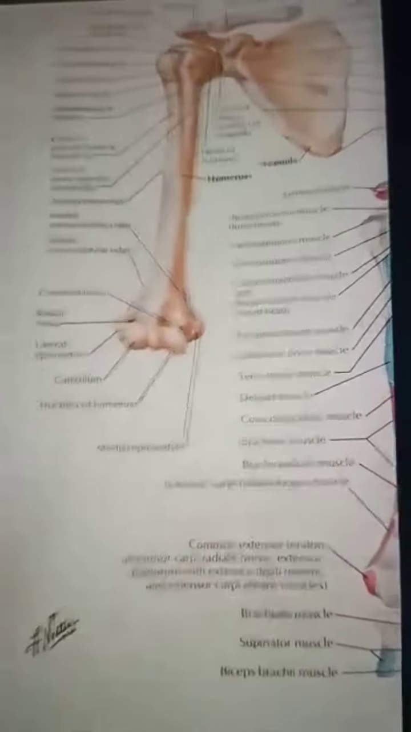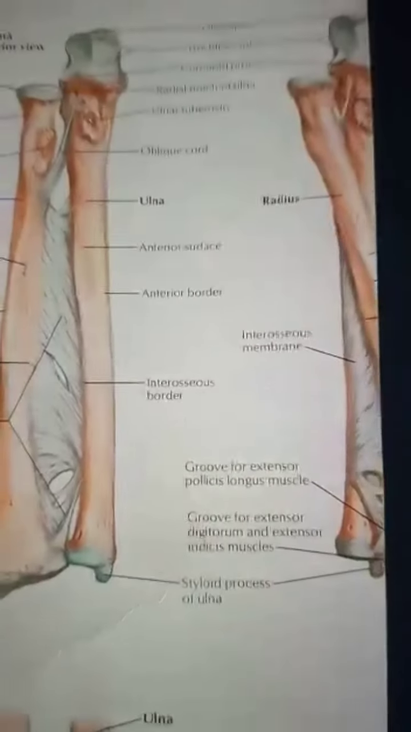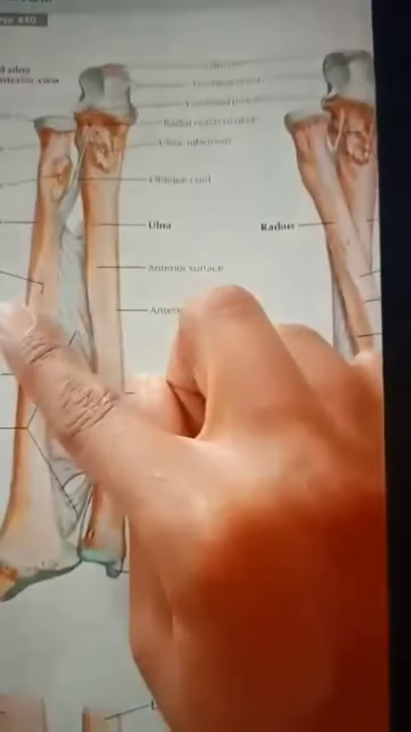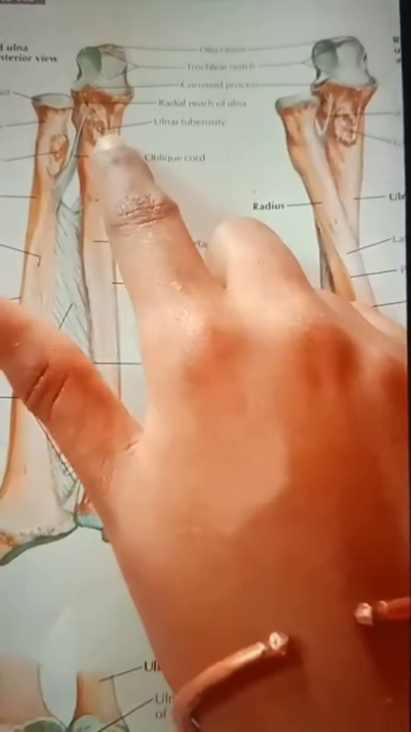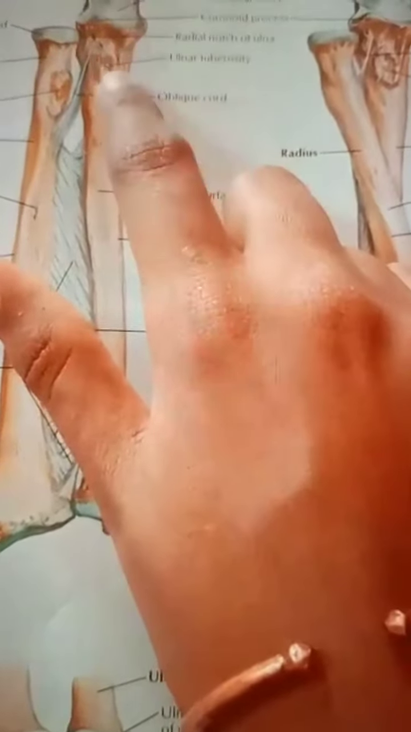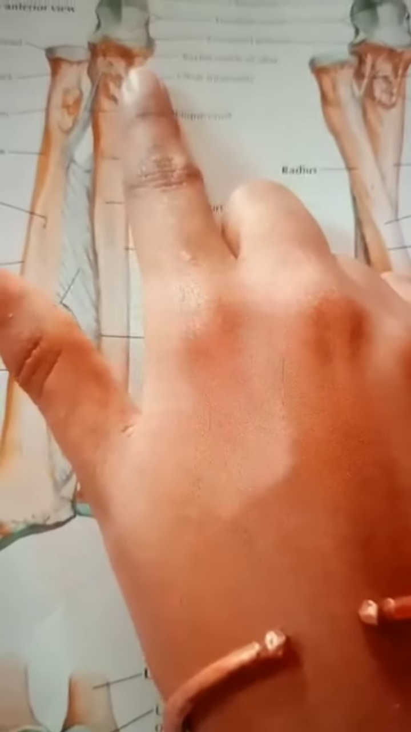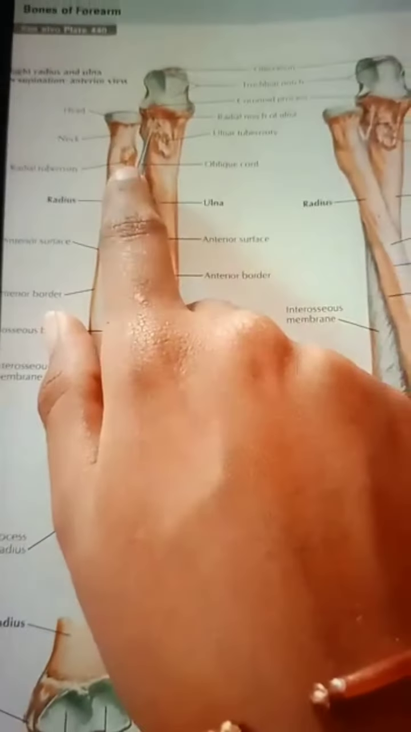And next let us see the radius and the ulna. So this is our ulna and this is our radius. The ulna has an ulnar tuberosity. You can see the rough surface over here. This ulnar tuberosity gives insertion to the brachialis muscle. Remember, it is an important point. And the radial tuberosity, this is the radial tuberosity, gives insertion to the biceps muscle.